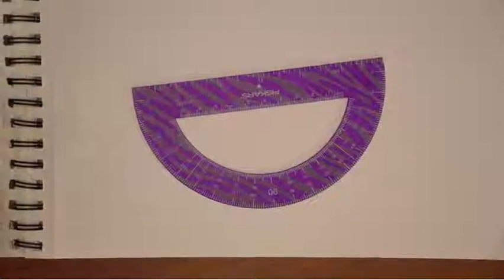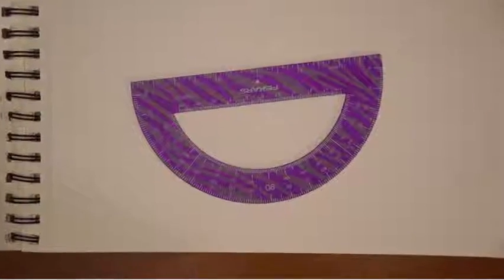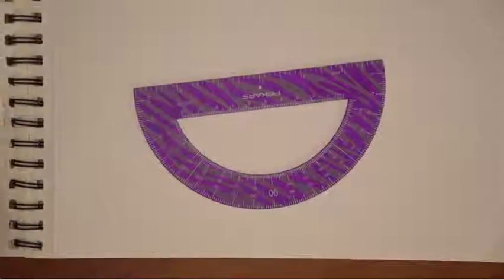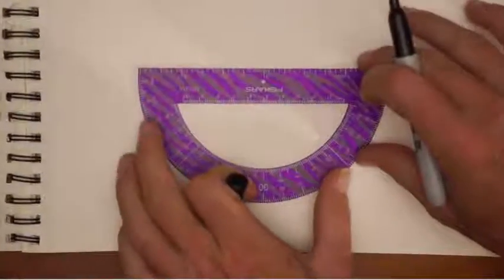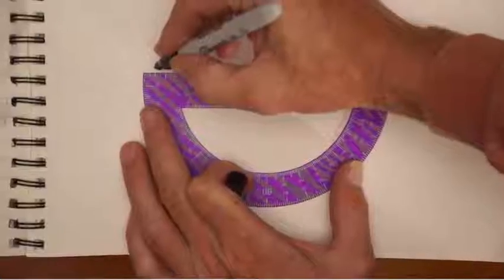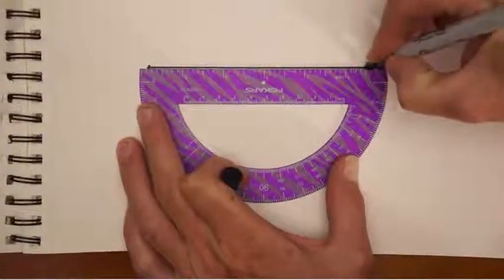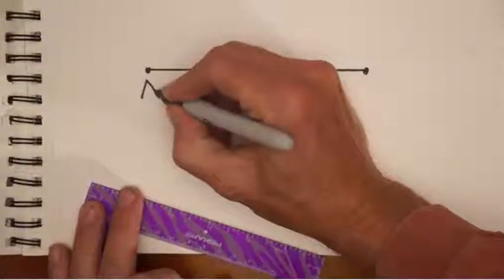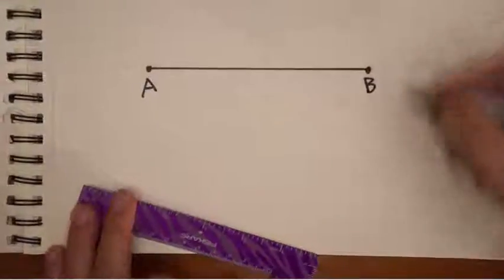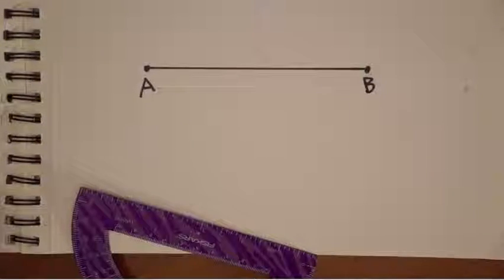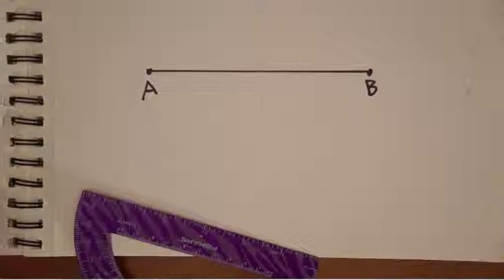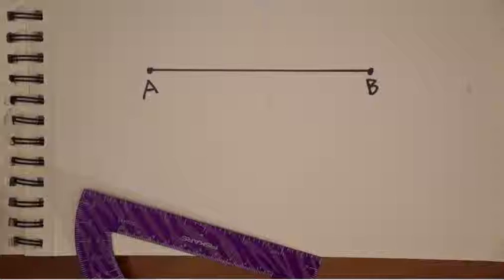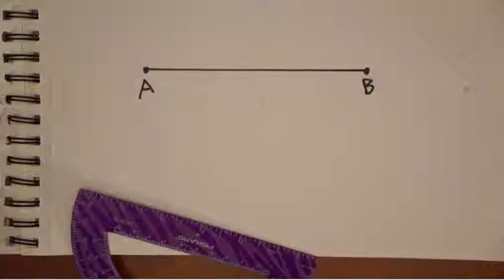The next construction that I want to do is a perpendicular bisector. And if we have a line segment AB, and we want to construct a perpendicular bisector, which bisector means it cuts the line segment AB into two equal smaller parts, congruent smaller parts, sorry, and it also is perpendicular to that line segment.